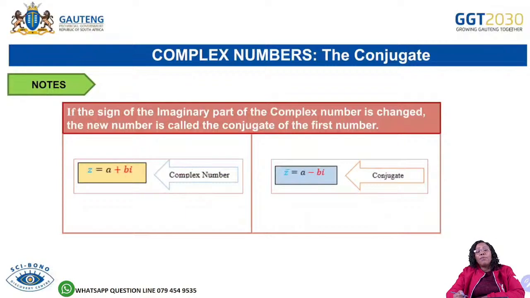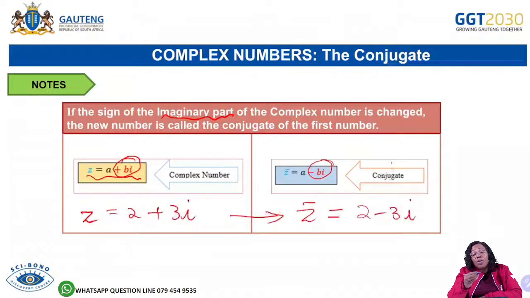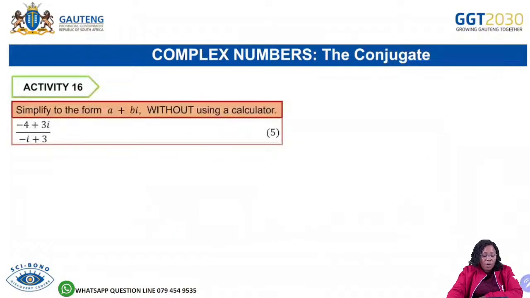Under complex numbers, we have the conjugate. We apply conjugates mostly when we are dividing complex numbers. If the sign of the imaginary part of a complex number is changed, we change only the imaginary part to create a conjugate. Look at this complex number: look at the imaginary part, the sign has changed from plus to minus. Now it is forming a conjugate. For example, if I have 2 plus 3i, the conjugate will be 2 minus 3i. Can you see? The sign only changes on the imaginary part to form a conjugate.